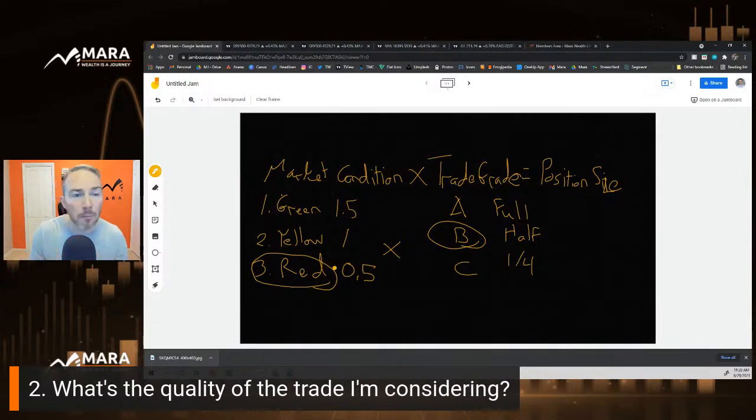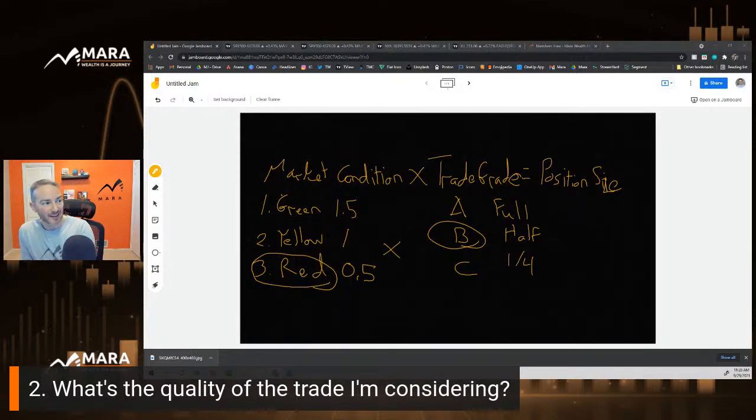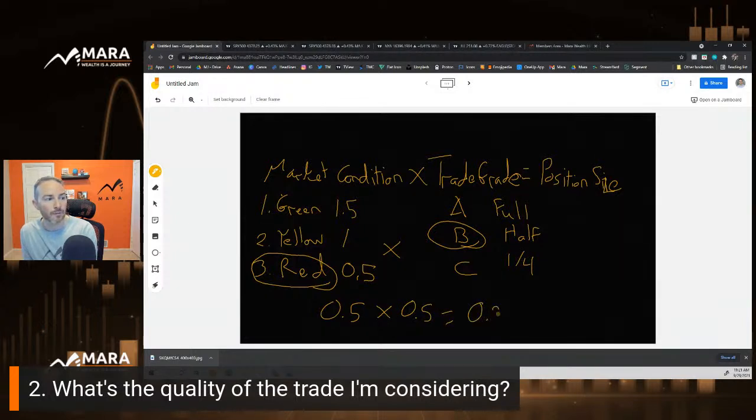I'm trying to figure out how much I should risk on JLL, and it makes it a lot easier. It's a red condition, so 0.5. It's a B level trade, so I'm going to be multiplying this by 0.5. My position size on it is going to be pretty small. I'm only risking 0.25% on this trade if it triggers. Why? Because the market conditions kind of stink. It's in a red condition.